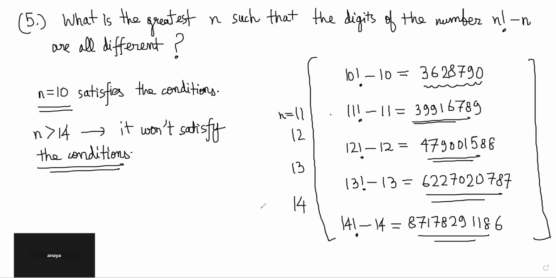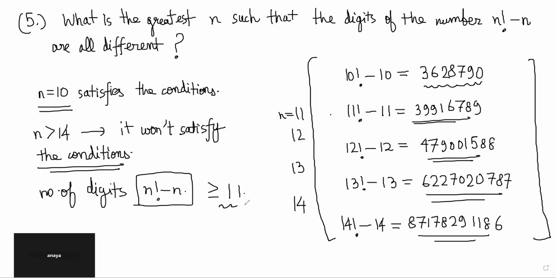The point is to think about the number of digits in your n factorial minus n. Because if the number of digits in n factorial minus n is greater than or equal to 11, then can you have 11 different digits? No, you can't. So you can see here that the number of digits was 7, 8, 9, 10, right? And here it was 11, so it is guaranteed to have repetition, right?